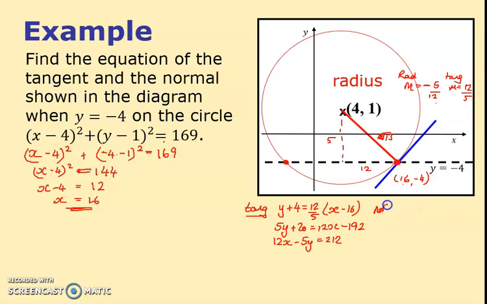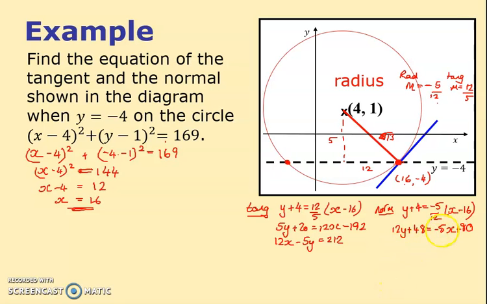The normal, we do the same trick. It's really the radius. So it's y plus 4 equals minus 5/12. Notice the different gradient this time. X minus 16. Times them both, 12y plus 48 equals minus 5x plus 80. So I reckon probably best to move the 5x over. 5x plus the 12y. 48 moves over, and I reckon that's equal to 32.